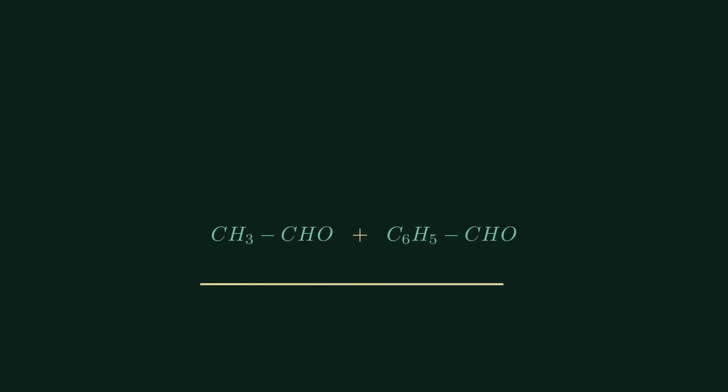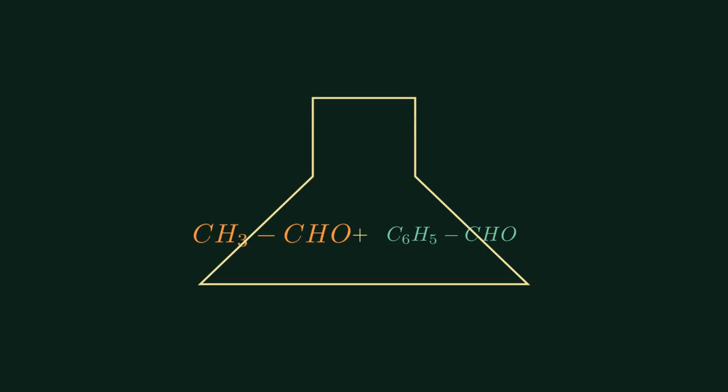Imagine you have two different aldehydes sitting in a flask. One is acetaldehyde, a small, flexible molecule with 3 reachable hydrogen atoms. The other is benzaldehyde, a bulky aromatic ring that seems, at first glance, much more stable. If we add a splash of sodium hydroxide, a chaotic dance begins.